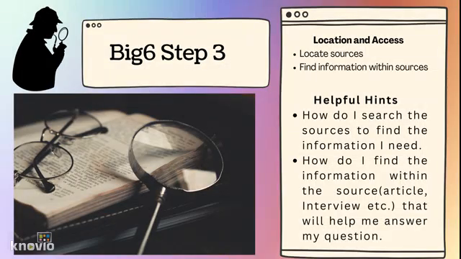Okay, so location and access is Big 6, step 3. You're going to locate sources and find information within those sources. So now you know where to look. Let's say you've chosen, okay, I'm going to look in some of the databases in the library. So first of all, how do I search the sources to find the information I need?